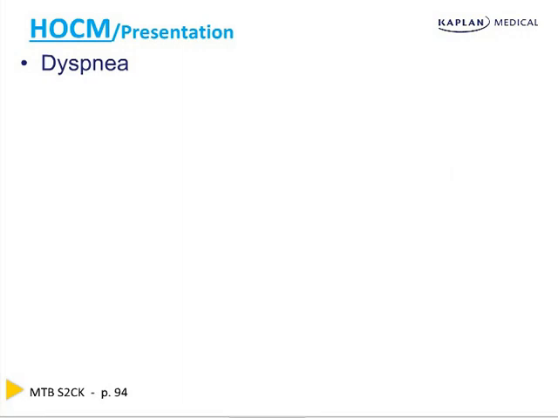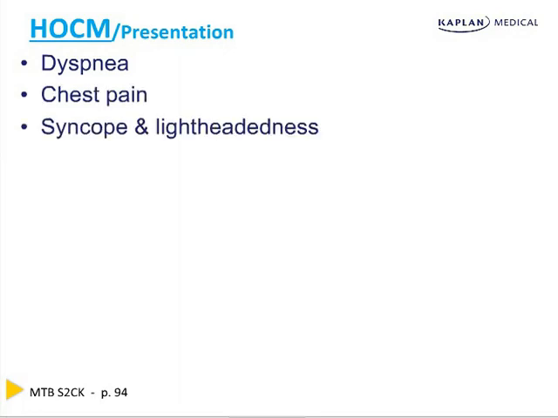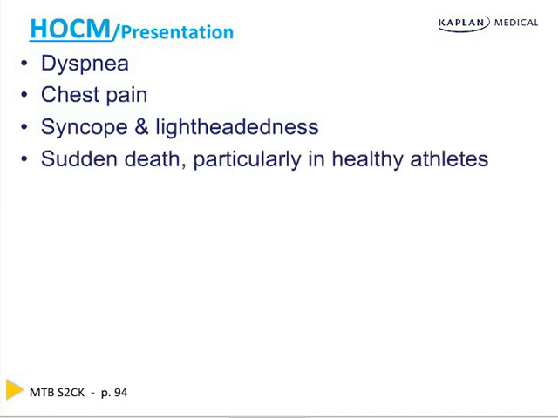Hypertrophic obstructive cardiomyopathy. The most common presentation is still shortness of breath. It is. The most common presentation is not sudden death. You can get some chest pain. You have syncope, lightheadedness. But sudden death, particularly in athletes, is a very unusual finding. It's the most common wrong answer.